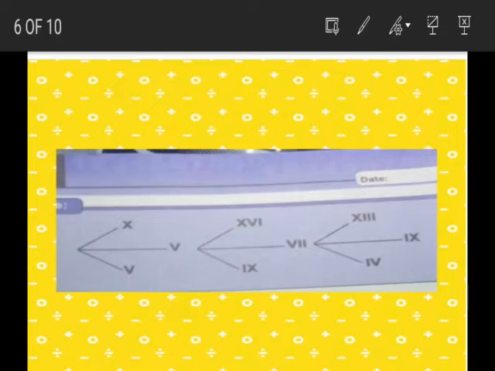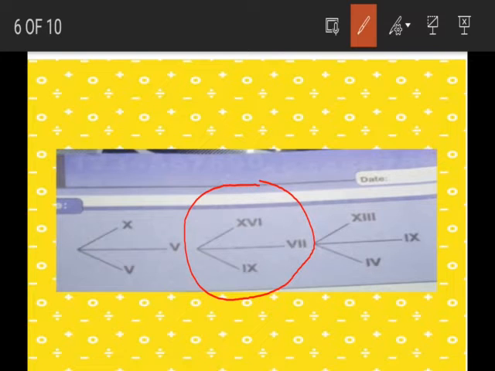Now let's work with this example. Okay, let's work with the middle one. Now, XVI, this Roman figure, XVI is what? Let's write it by the side. XVI is 16. What about VII? It's 7 and IX is 9.